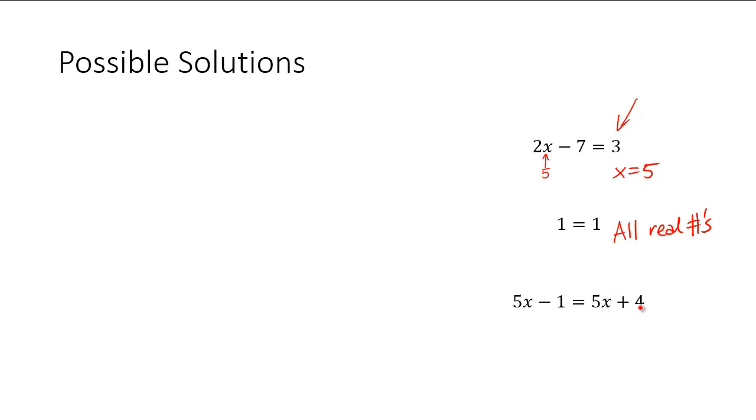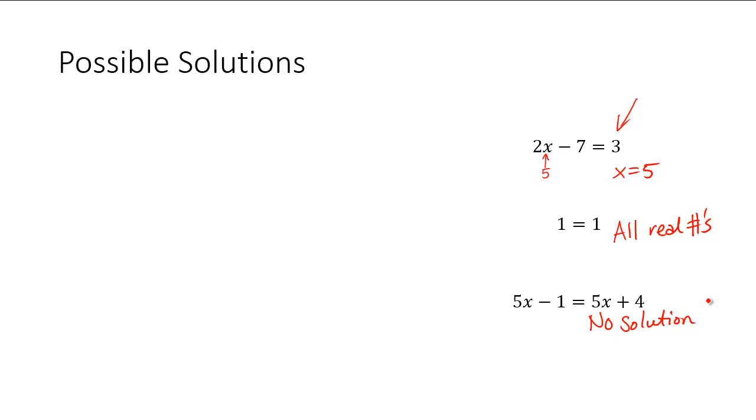And take a look at this example. What possible x values can you find? Take a number, multiply by 5, take away 1. Take a number, multiply by 5, add 4. Is it ever going to be the same number? No. So this one has no solution.